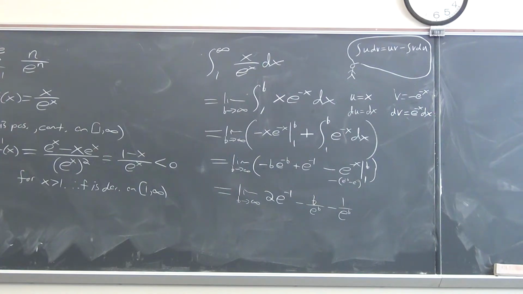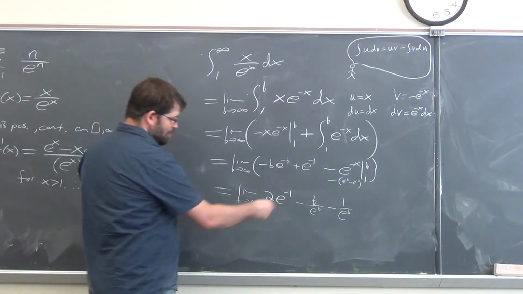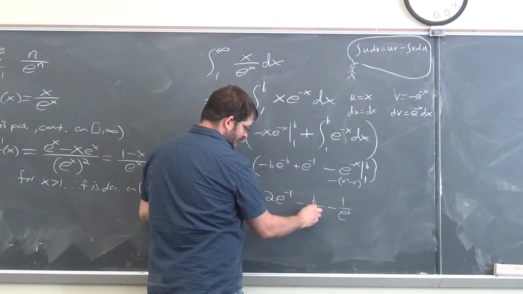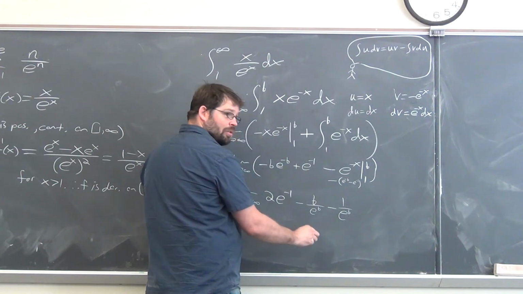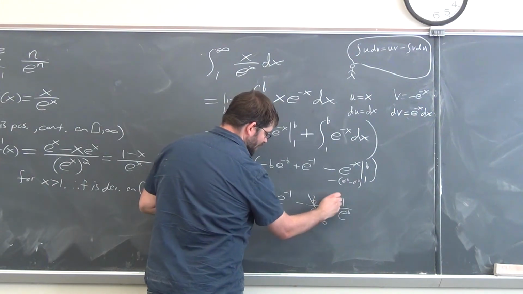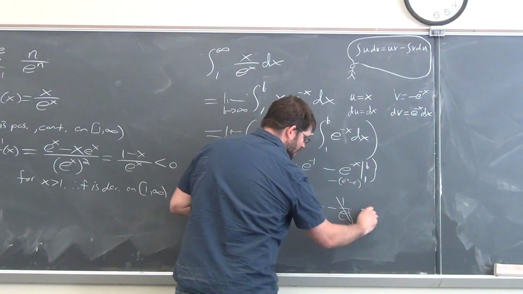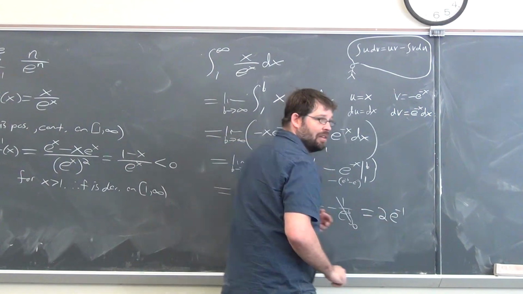What's that? Part of it is 0, but the 2 e to the negative 1 doesn't go anywhere, right? So that's still there. But the other two parts go to 0, right? 1 over e to the b goes to 0, and so does b over e to the b. That's that limit we just did here. And so eventually, and really at this stage, exponential grows faster than that. You should conclude that goes to 0, that goes to 0. So this whole thing just goes to 2 e to the negative 1.